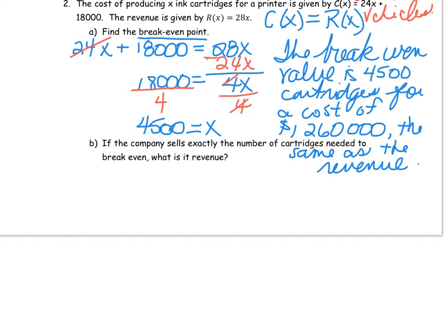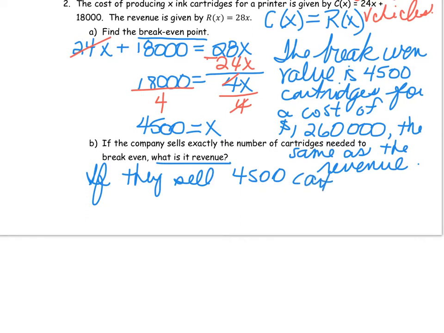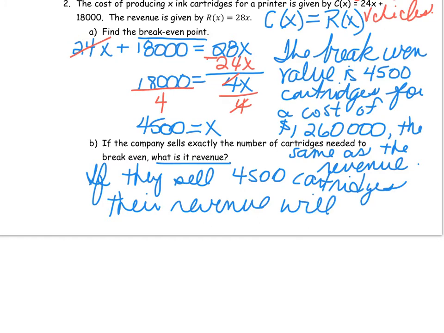So it says if the company sells exactly the number of cartridges needed to break even, what is its revenue? If they sell 4,500 cartridges, their revenue will be $1,260,000.